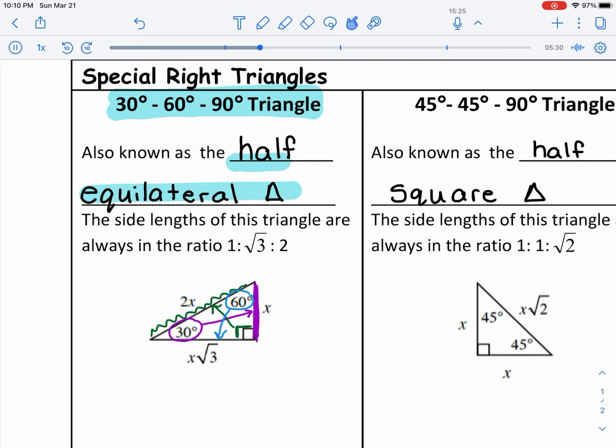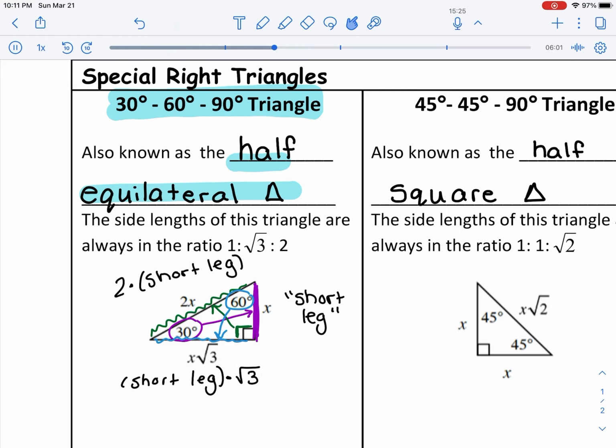So I could also look at the side lengths and say, oh, the side opposite of 30 is my short leg. My hypotenuse is 2 times the short leg. And my missing side length, my long leg, is always going to be my short leg times the square root of 3.